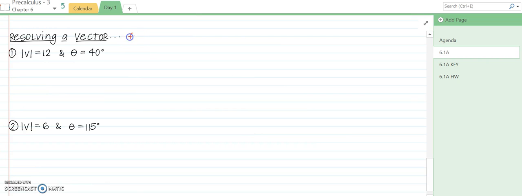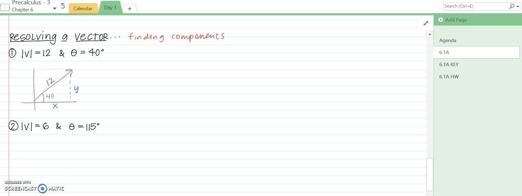The last step is what we call resolving a vector. All we're doing is finding the horizontal and vertical components of a vector. So the first one, they give me a direction angle of 40 degrees. So the same way you would in trig, 40 degrees is in quadrant 1. And they also give me a magnitude of 12. So that means the length of the vector is 12. So now we just have to find the horizontal component and the vertical.